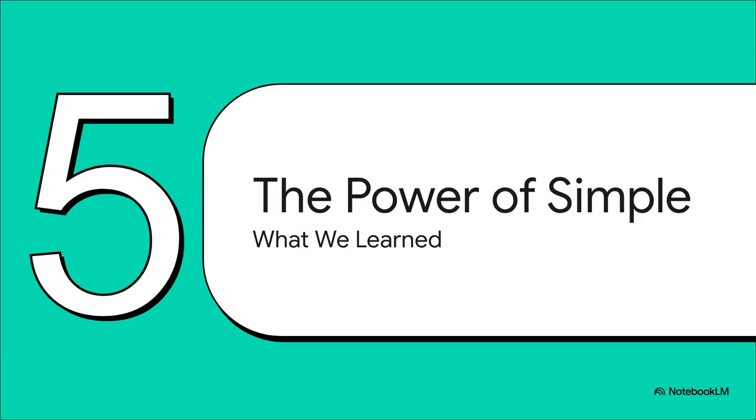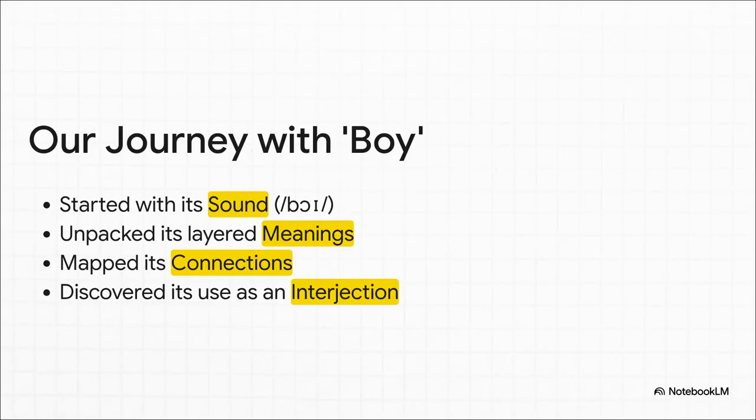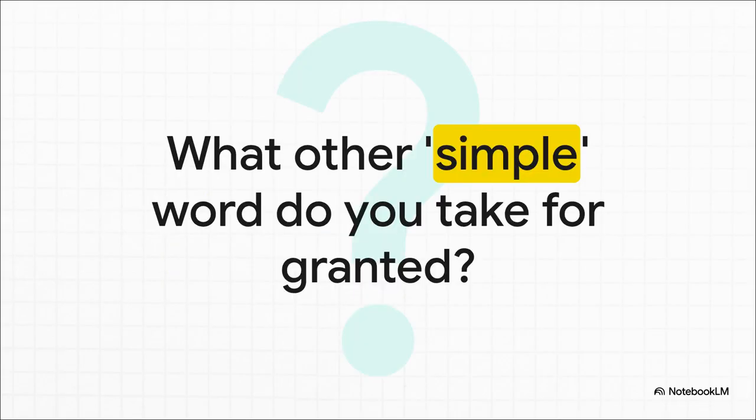So let's bring it all home. We started with what seemed like one of the simplest, most straightforward words in English, and we found this whole world of complexity just bubbling right under the surface. I mean, we went from its sound, which it shares with buoy, to all of its layered meanings as a noun. We mapped out its network of related words that give it context, and then we uncovered its secret identity as an interjection, a word of pure surprise. And all of that from just one of the 1,000 most common words.